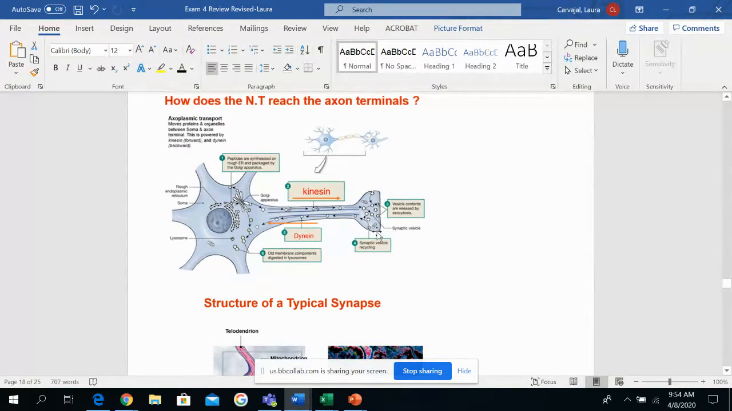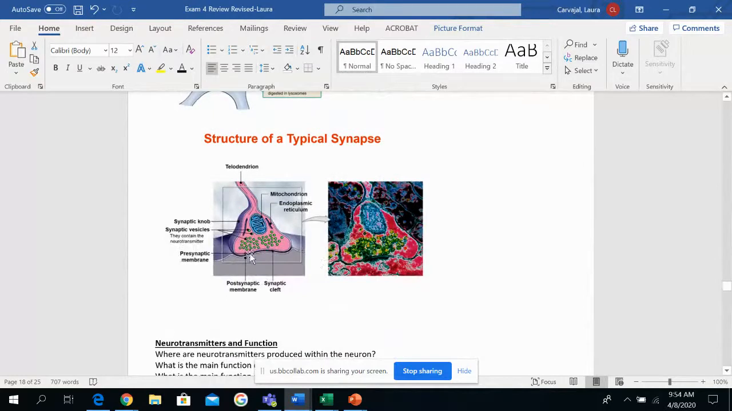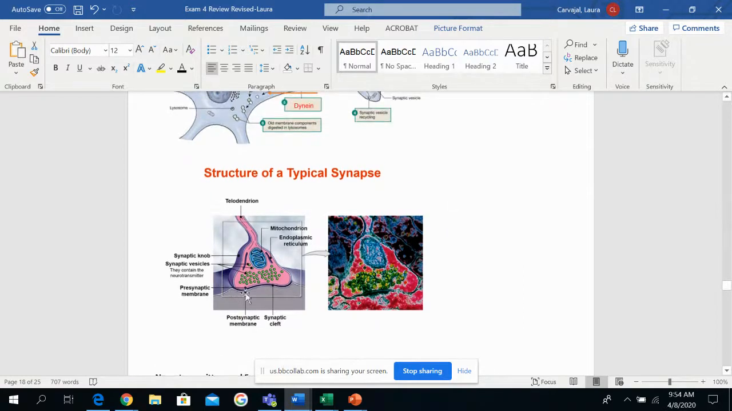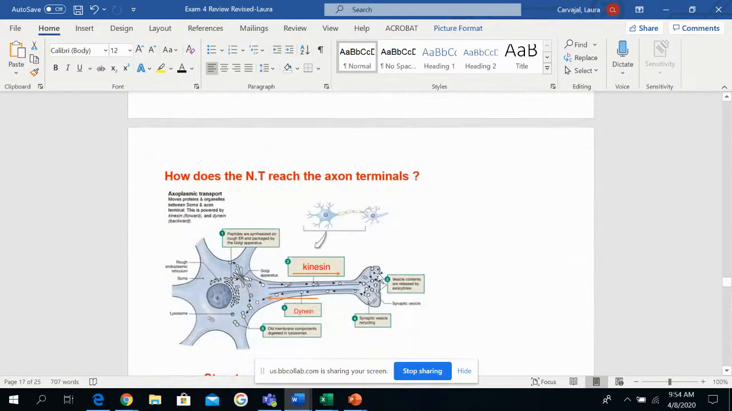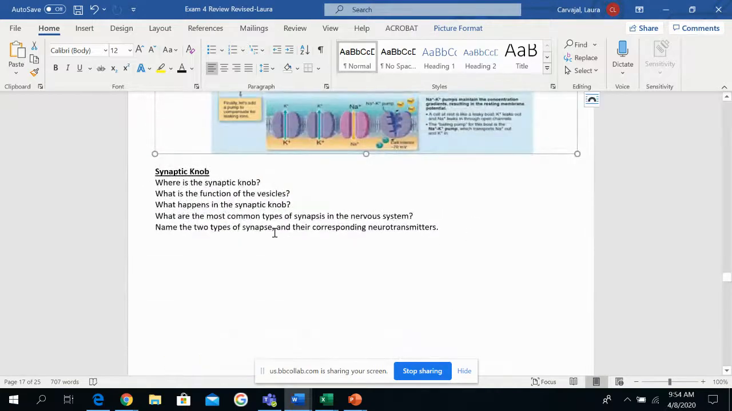And once they reach the very end of the synaptic knob, they basically fuse to the plasma membrane at the end, and they release their contents into the synaptic cleft, which is like a little gap right here, and then it gets received by the other cell they're trying to affect. So that covers the synaptic knob and the movement of the vesicles, ultimately to release the neurotransmitters.